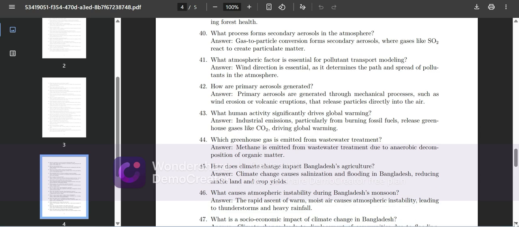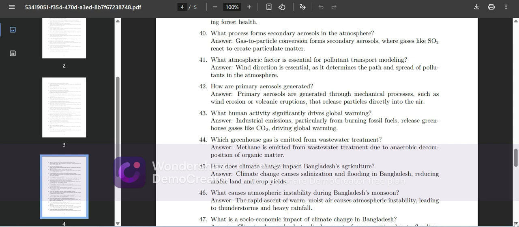What process forms secondary aerosols in the atmosphere? Gas to particle conversion forms secondary aerosols, where gases like sulfur dioxide react to create particulate matter. What atmospheric factor is essential for pollutant transport modeling? Wind direction is essential as it determines the path and spread of pollutants in the atmosphere.